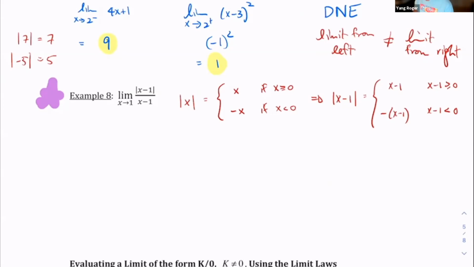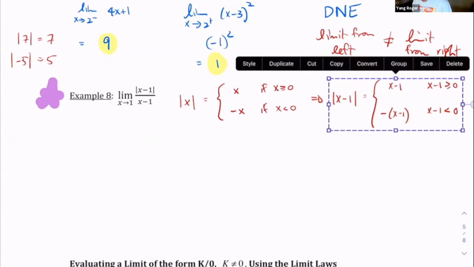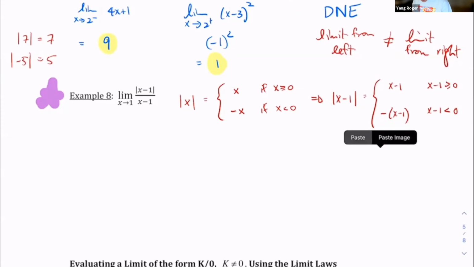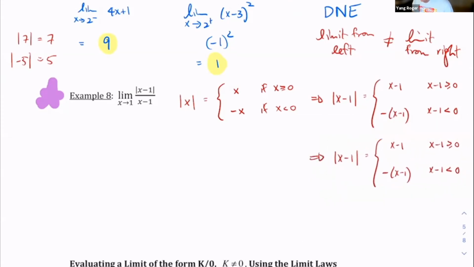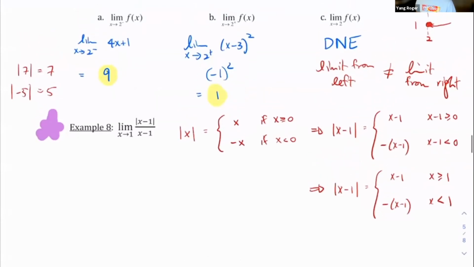So I want to simplify these expressions over here. I just want to isolate the x. I guess I could rewrite the whole thing. Fine, I'll rewrite the whole thing. So that means if I added 1 to both sides, this is when x is greater than or equal to 1. And this is when x is less than 1. So this here is the piecewise function that I'm going to work with. And now I'm just going to do the same thing I did for example 7.